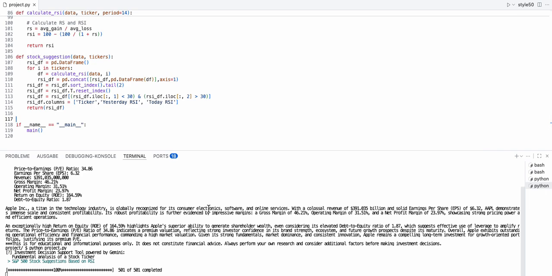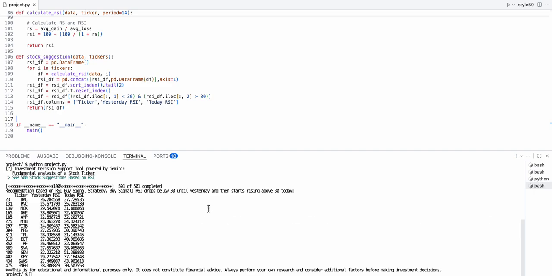There will also be a recommendation that the user should look into additional information, as the scanning here is only a buy signal based on one metric, and the user should look into additional information to have a better buying decision.